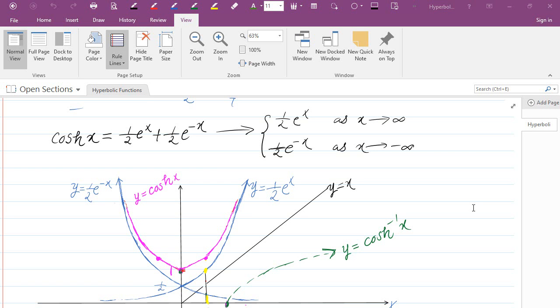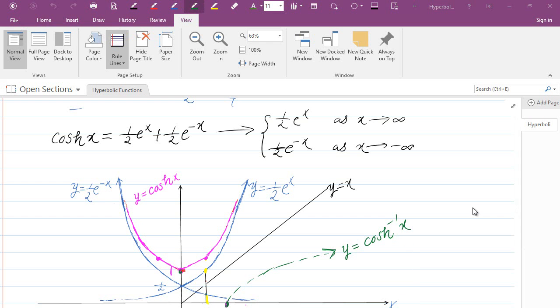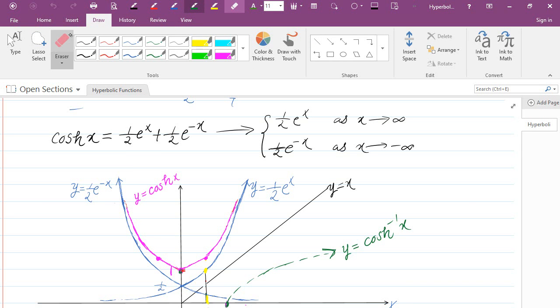Alright, so moving on from the last video, we want to focus now on the hyperbolic functions. So let's recall that the hyperbolic cosine function is given by half e to the x plus half e to the negative x.